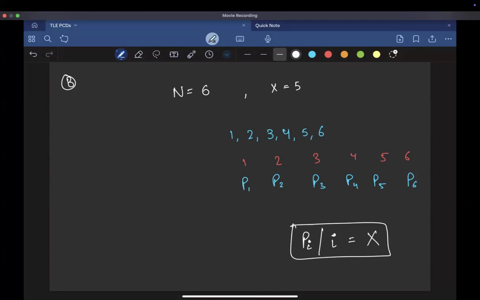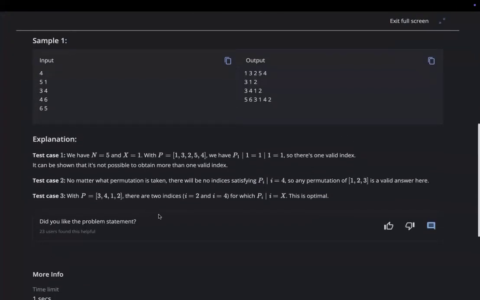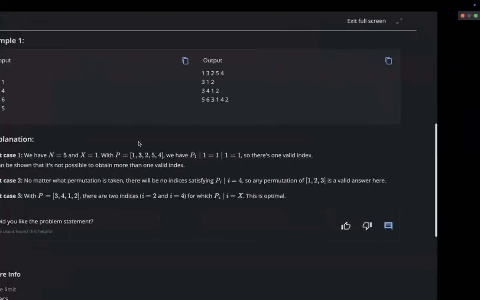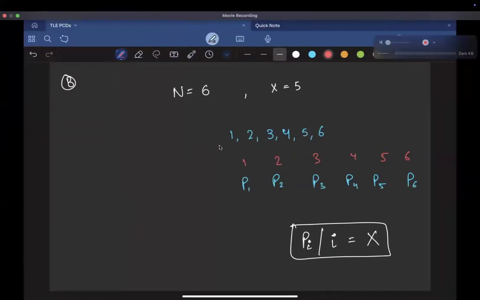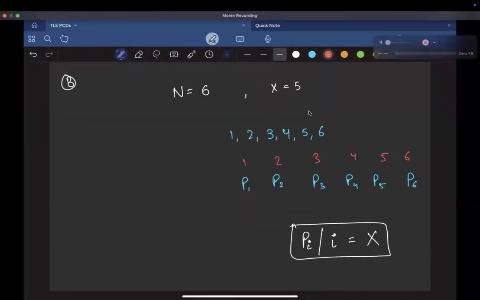This thing should hold for as many integers, as many possible values of i as possible. So one possible way here is, let's look at the sample test case straight. Okay, we have a sample test case n equals 6, right? Let's just look at the answer directly: 5 6 3 1 4 2. So this is the solution given to us in the sample test cases.